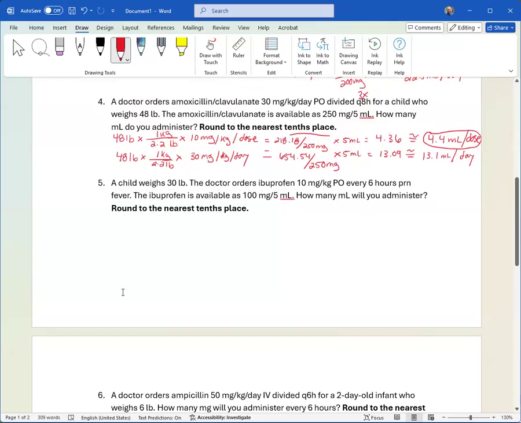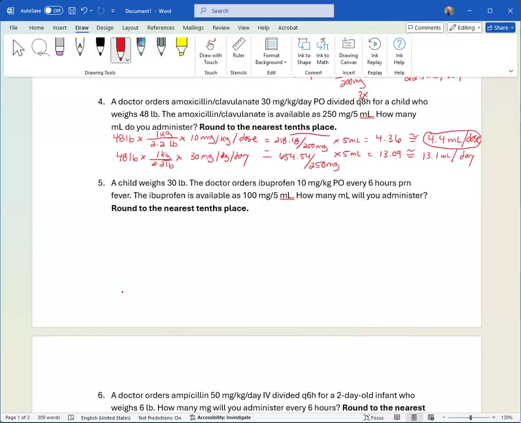Number 5, child weighing 30 pounds. So again, if I divide by 2.2, I'm going to get 13.63 repeating. So I don't want to just assume that. You might round to the nearest tenth, and that might be okay. But because it's pediatrics, that's why I'm using some discretion about my rounding rules.